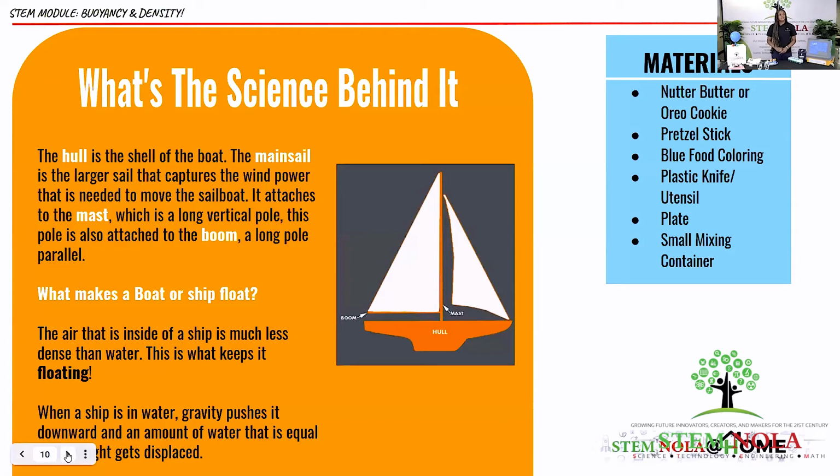The hull is the shell of the boat. The mainsail is the larger sail that captures the wind power that is needed to move the sailboat. It attaches to the mast, which is a long vertical pole. This pole is also attached to the boom, a long pole parallel.